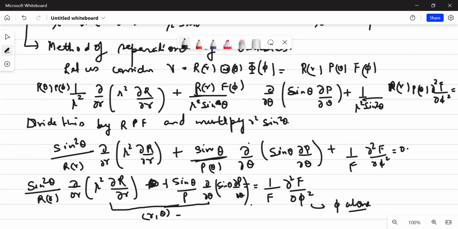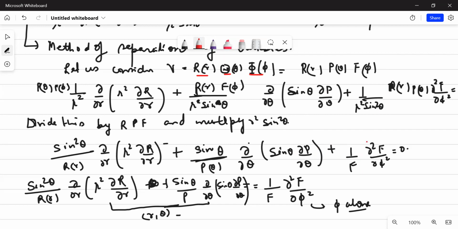So what can be one possible solution? If their sum is 0, it implies they must be equal to some constant. And if it is equal to some constant, let's say anything, then an equal and opposite constant should be here. So for example, if I equate it to minus m square, then this entire thing should be plus m square. Is that clear or is that not clear? So the method of separation of variables, you can see what I have done. I have used this as a solution, and then after certain simplification, I have arrived at this.